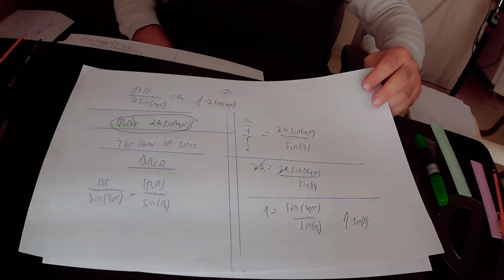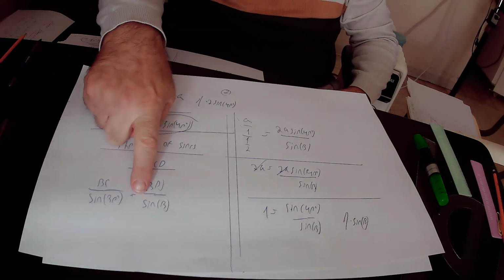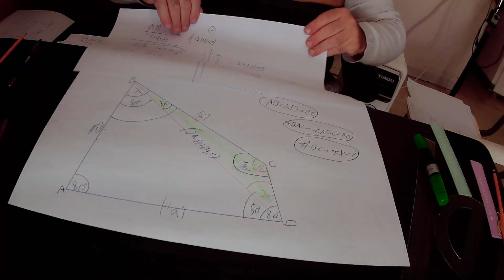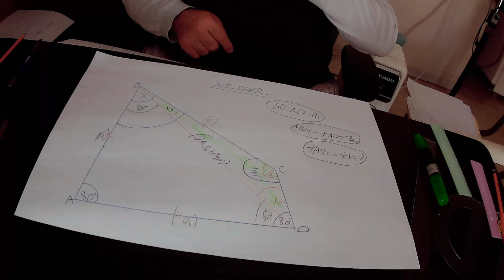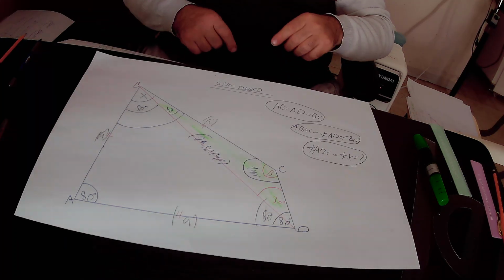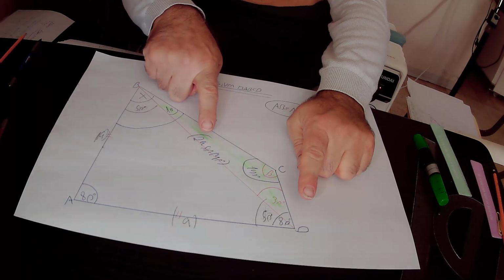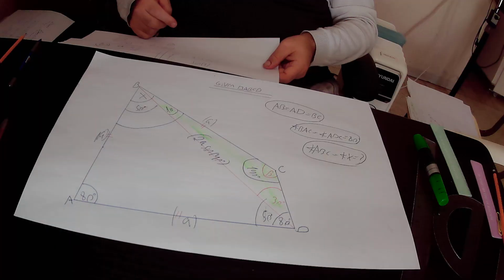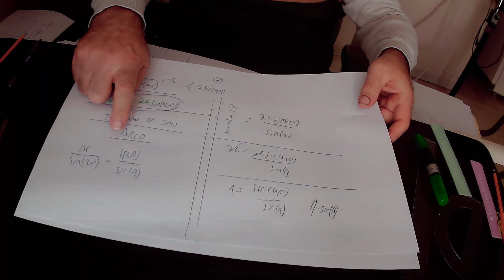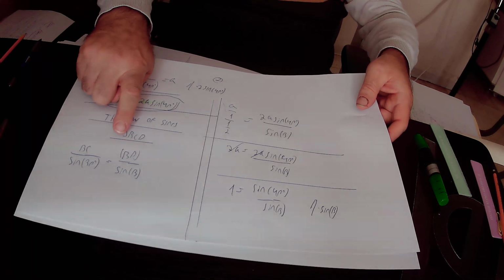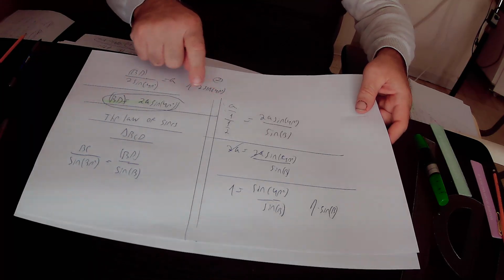Again, in triangle BCD, according to the law of sines, BC over sine 40 degrees equals BD over sine beta. BC equals A, and we already found out that BD equals 2A times sine 40 degrees. So BC over sine 40 degrees equals BD over sine beta. Actually, BC is A, so it is A over sine 40 degrees.